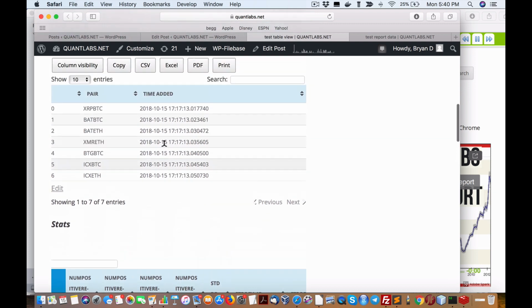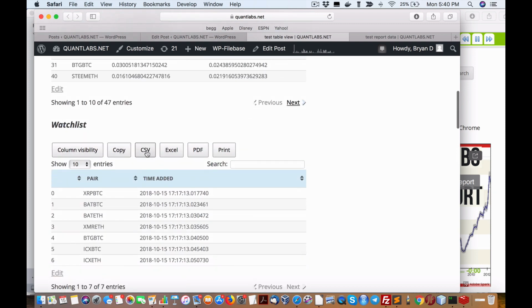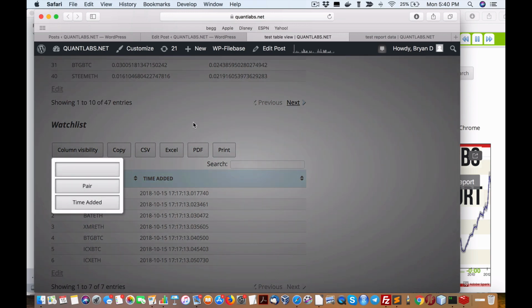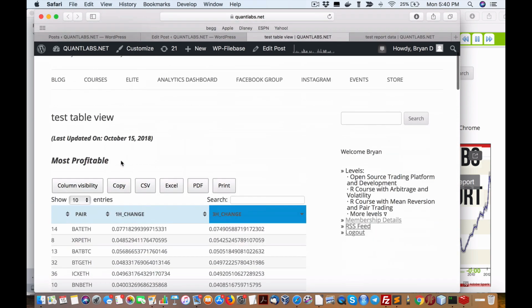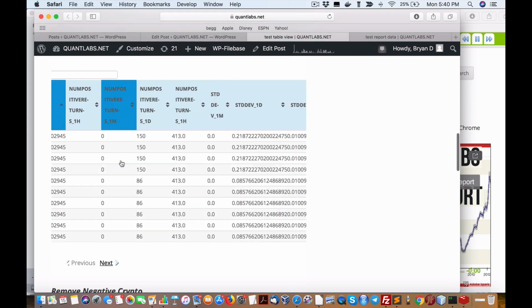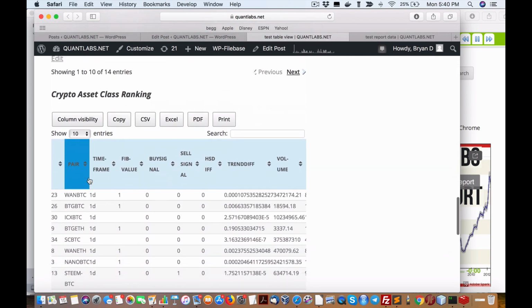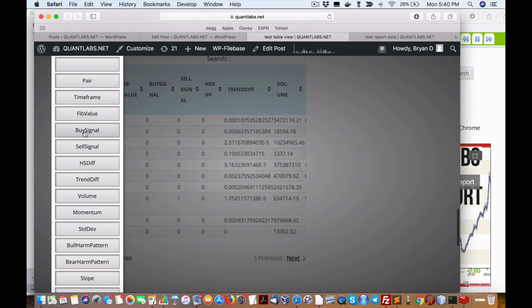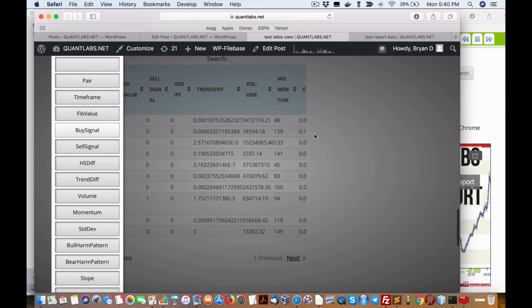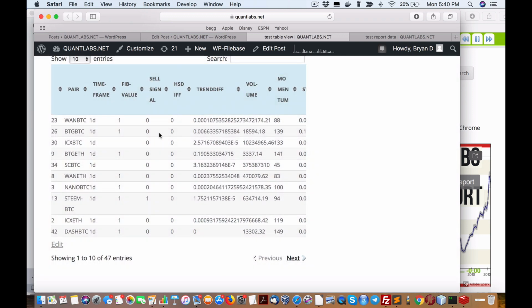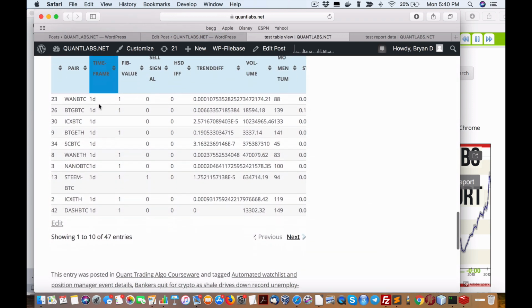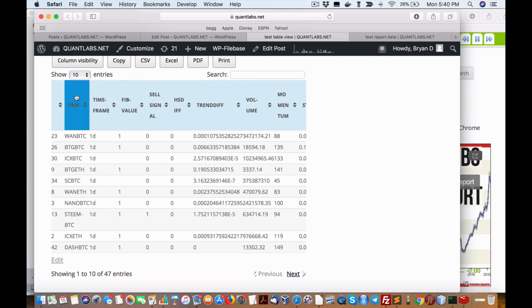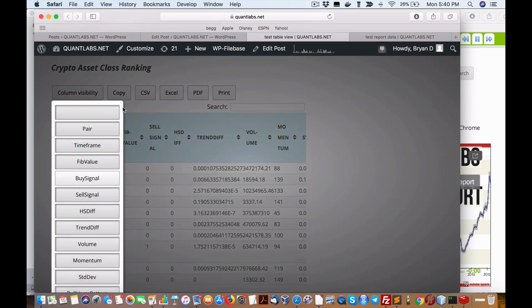Makes life a lot easier. Here I've also added, oh boy, yeah, so we can control, if there's too many columns here, we could just say we only care about buy signals. I think, oh no, that will toggle it off. But you can play around once you get into this.